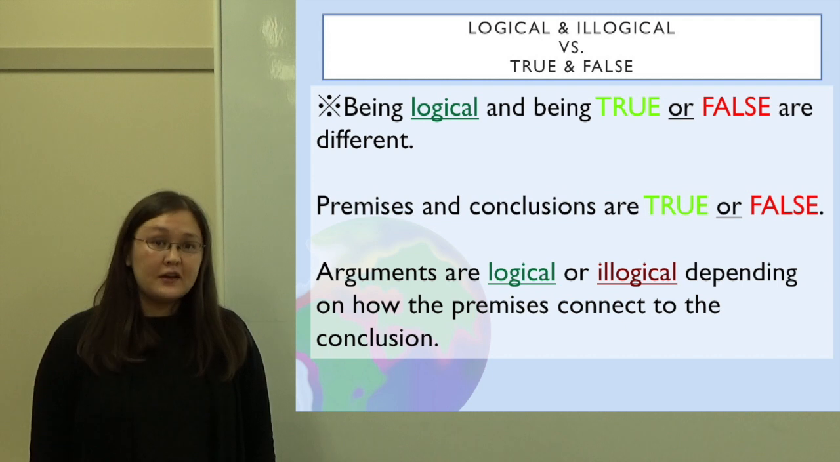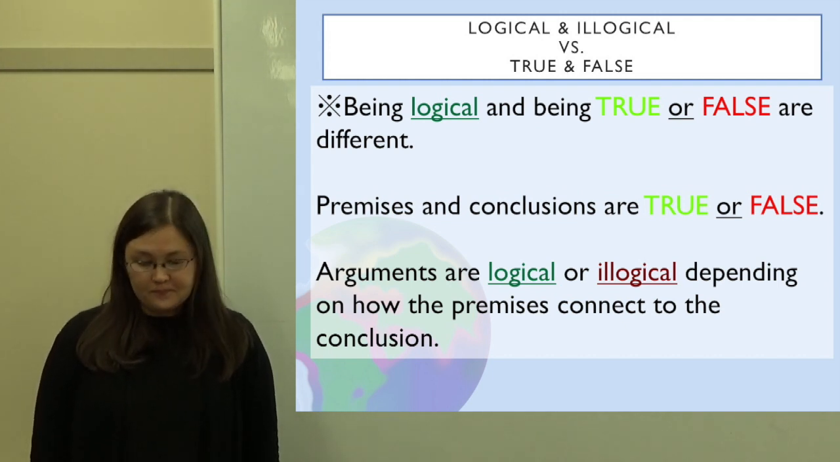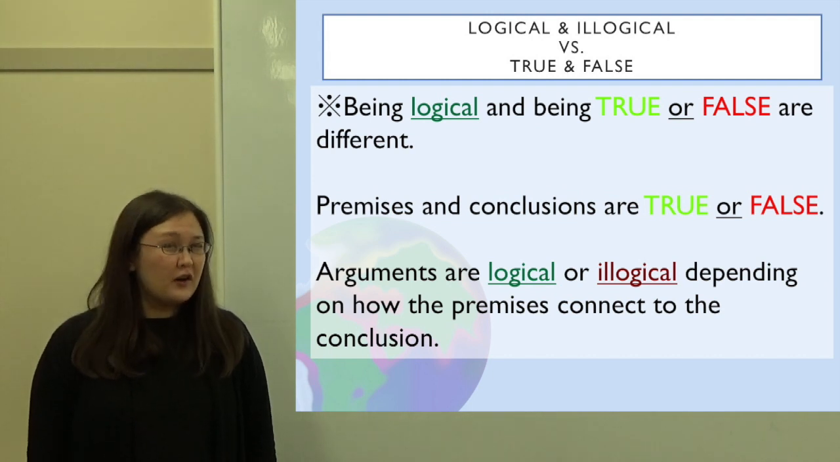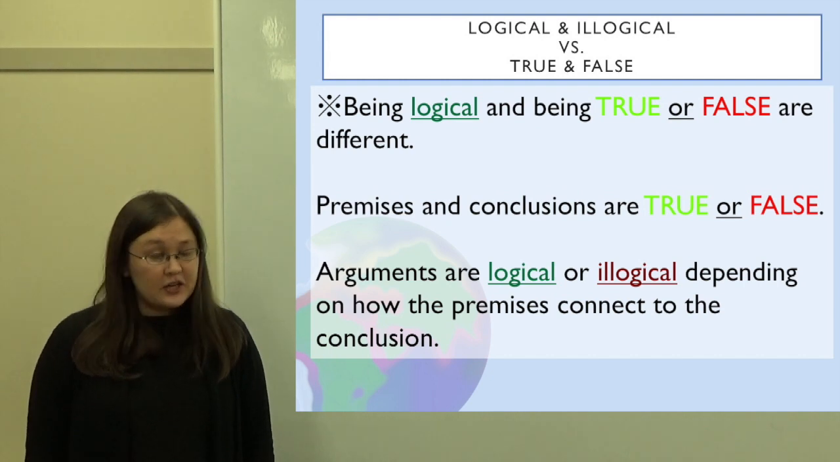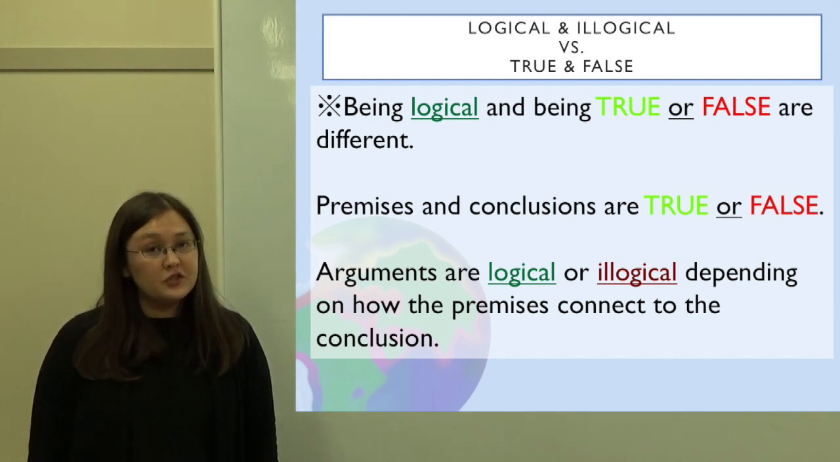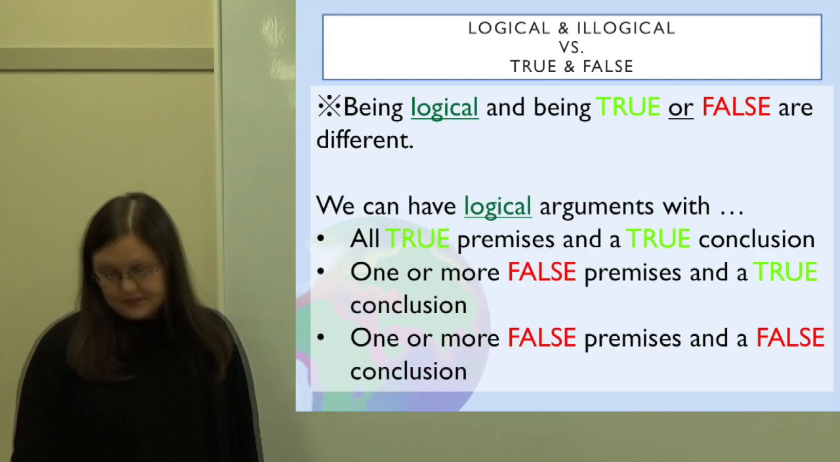Premises and conclusions are true or false. Please remember that. Arguments are not true or false. They are illogical or they are logical, depending on whether they follow the rules of logic. If they follow the rules of logic, they connect the premises to the conclusion in the correct way.